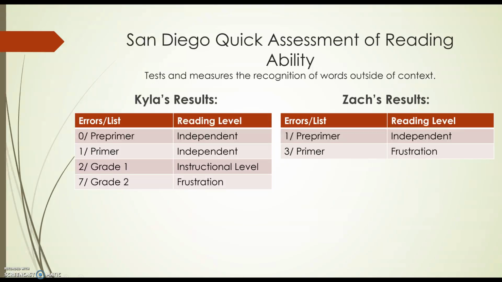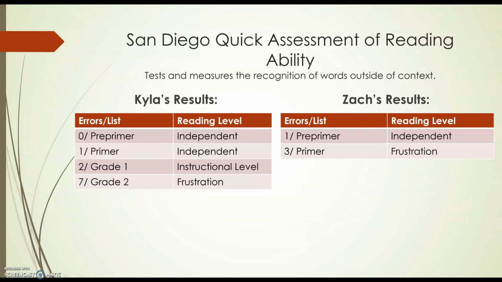For Kyla, some of those words in the primer level are going to be like you, come, not, with, jump. And in the grade 1 level, that is her instructional level. So we have words such as bigger, how, always, night, today. And then the grade 2 lists are words such as myself, early, wide, carefully. So she really struggled with the grade 2 list, but her grade 1, her instructional level was appropriate for her.